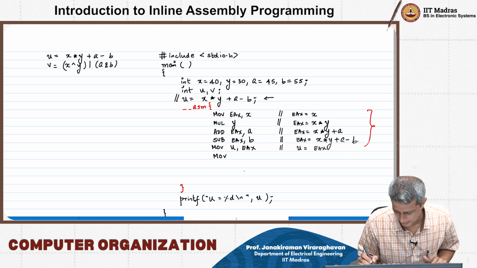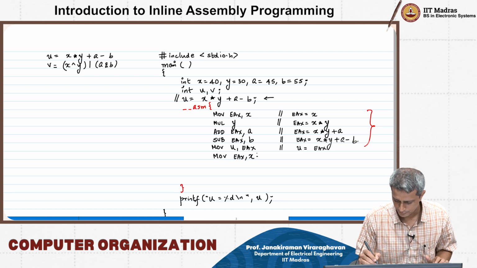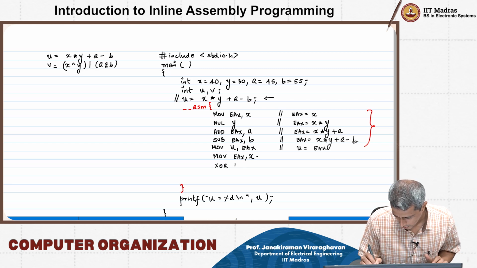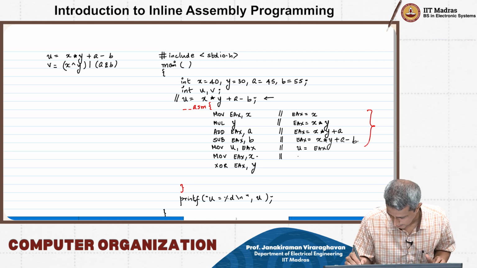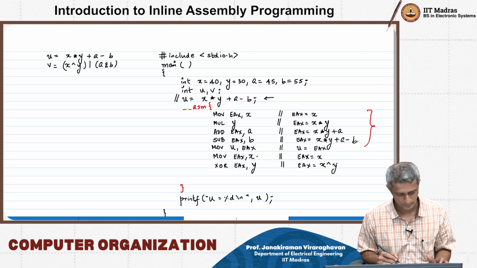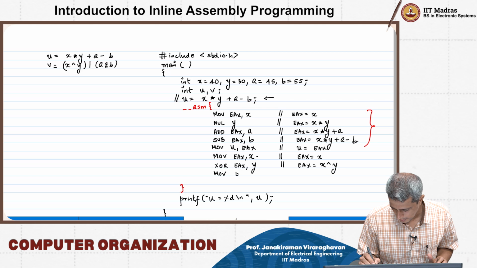So I will again start by saying move EAX comma X, and then I will do XOR EAX comma Y. This is saying EAX equals X, and now EAX is X XOR Y. Then I am going to do, remember, move EBX comma A.